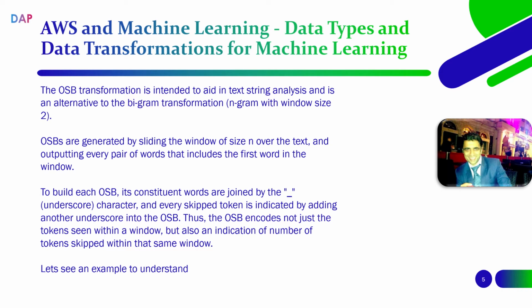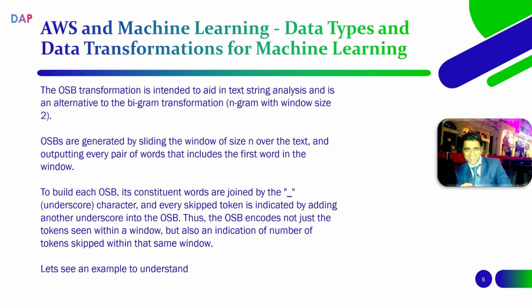So OSB transformation is intended to aid in text string analysis and is an alternative to bigram transformation. A bigram is another name for an n-gram with a window size of 2, so don't get confused if I'm saying bigram. OSBs are generated by sliding a window of size n over the text, and outputting every pair of words that includes the first word in the window.